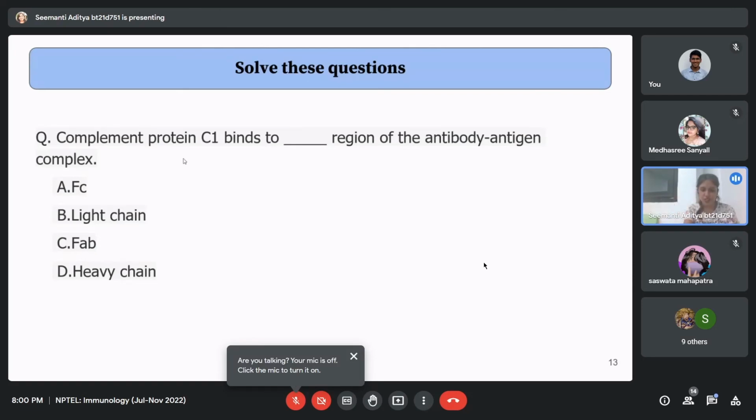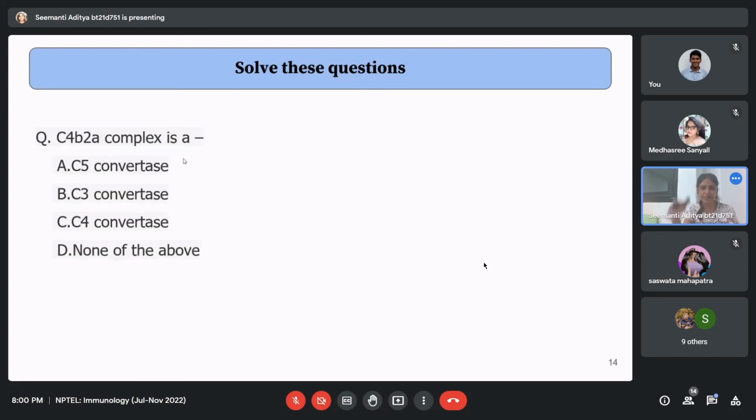Right. So the correct answer is option A. Complement protein C1 binds to the Fc region of the antibody and antibody-antigen complex, and then that associates with different conformational changes, and again the activation of the complement cascade. The third question.